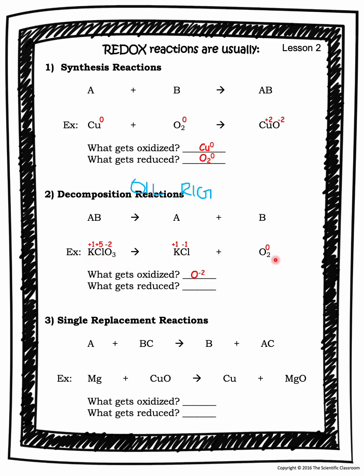We know oxygen was oxidized, so chlorine went from +5 to -1. It got more negative because it gained electrons, so that was reduced. Okay, let's look again. Number 3. We have magnesium by itself plus copper oxide makes copper plus magnesium oxide.